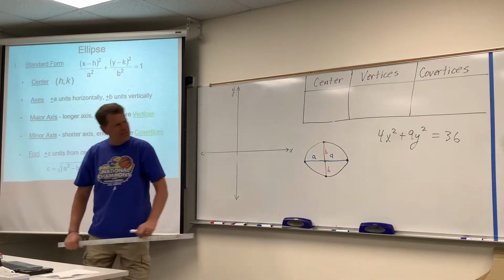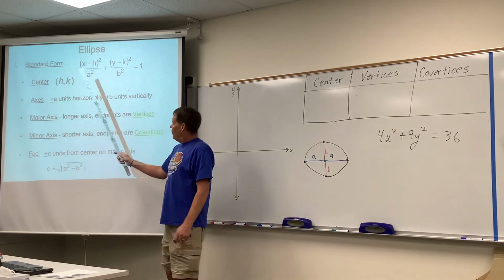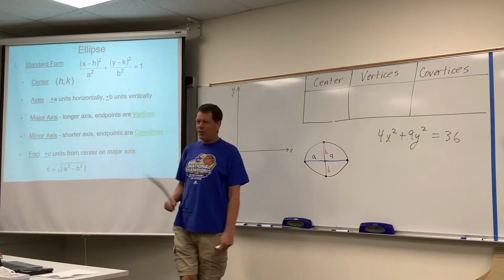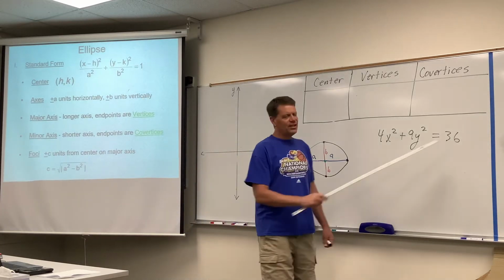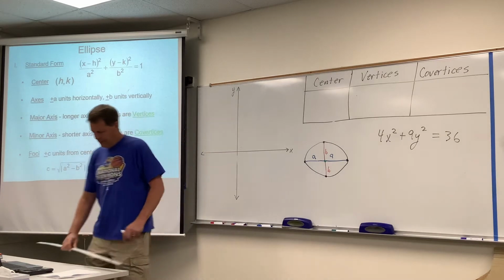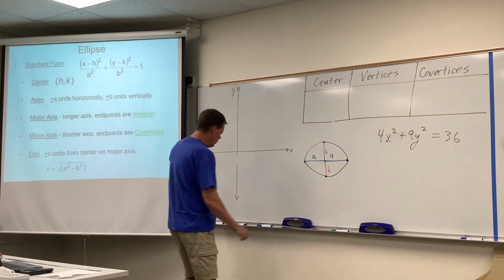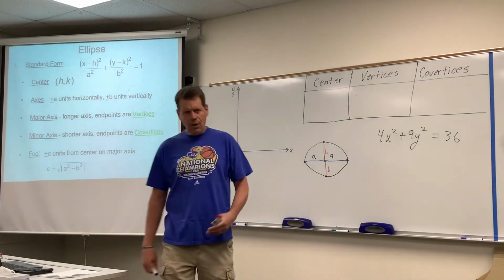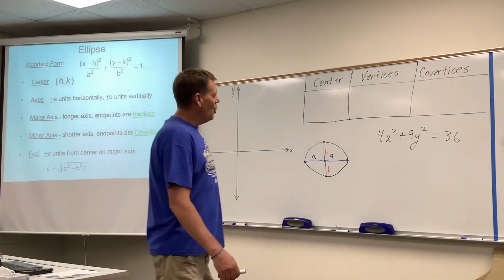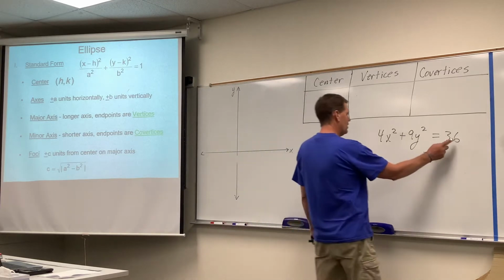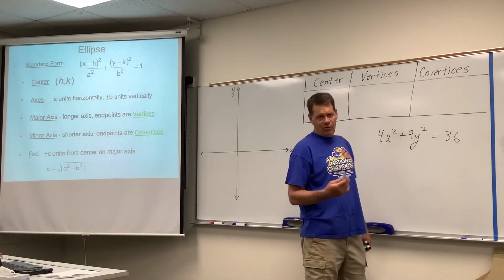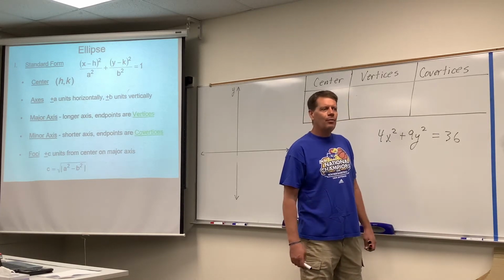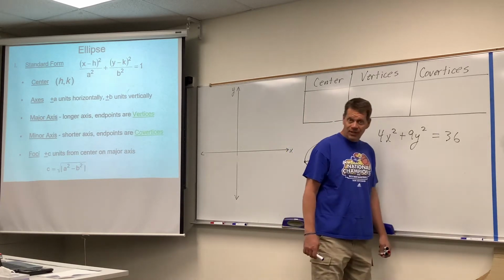One of the things that's different about this, see, the standard form is fraction plus fraction equals 1. I would focus on the 1 here. That 36 isn't 1, is it? So we've got to do a little bit of manipulation to the equation before we can identify all the various parts. How do you change a 36 into a 1? Well, you could subtract 35. Yeah, I would acknowledge that would work.